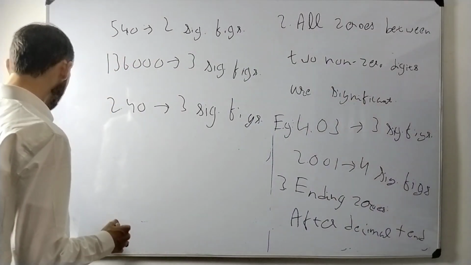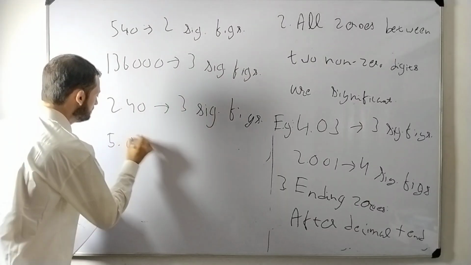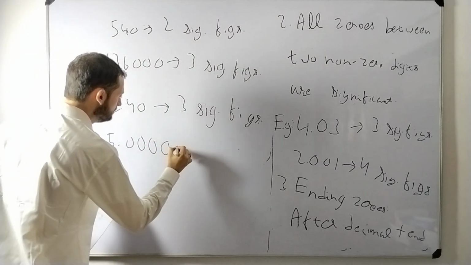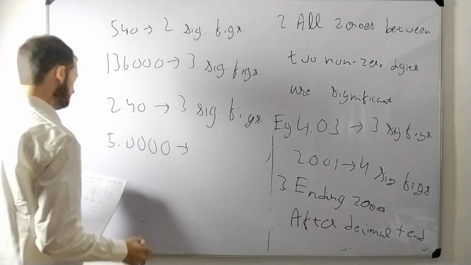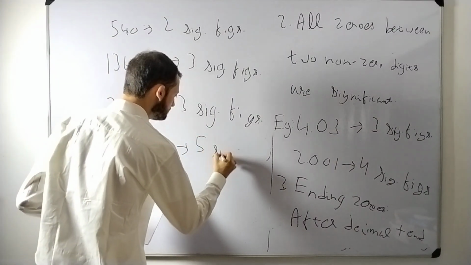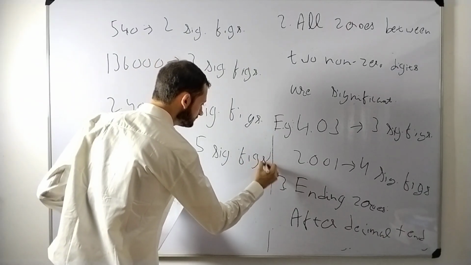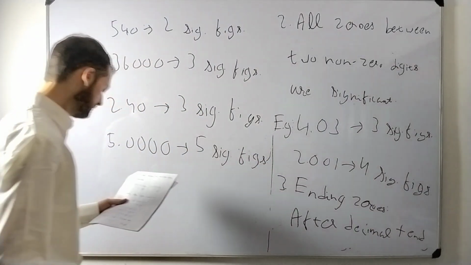So, could you explain a little bit more? So this 5.0, how many significant figures, students? 5 significant figures. Yes, sir, we have understood this.